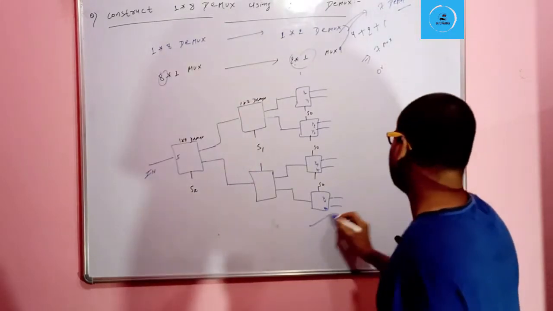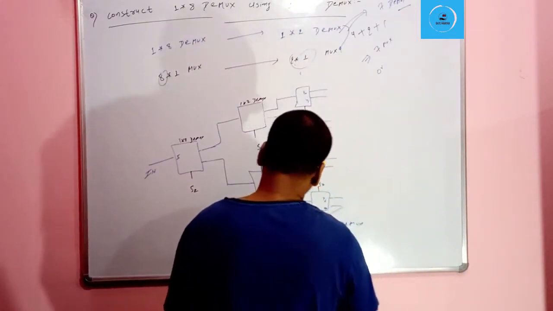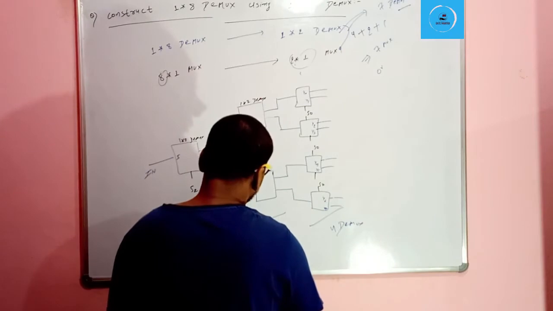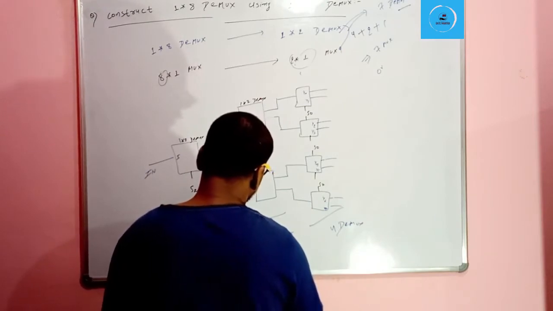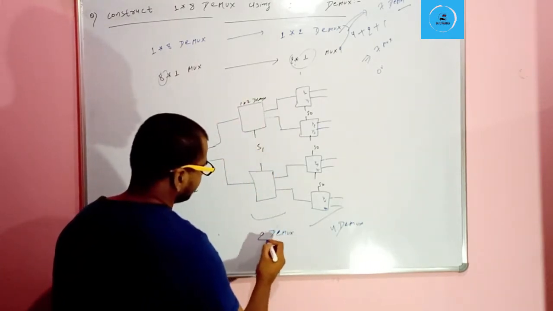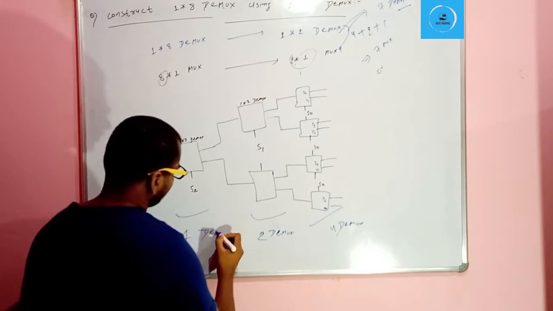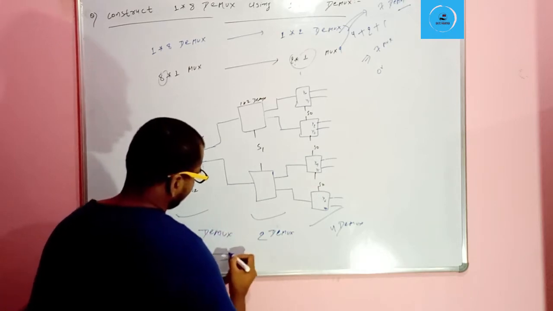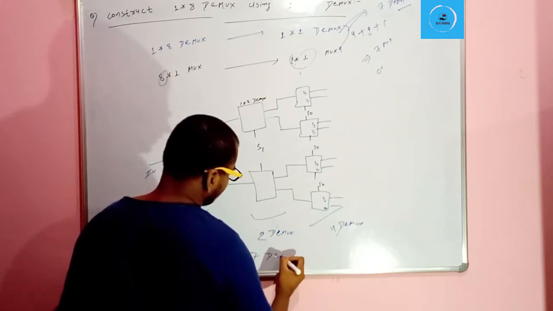See, in this stage 4 demux, here we require 2 demux, here again 2 demux, and here we will require 1 demux. In total we will have to provide 7 demux.